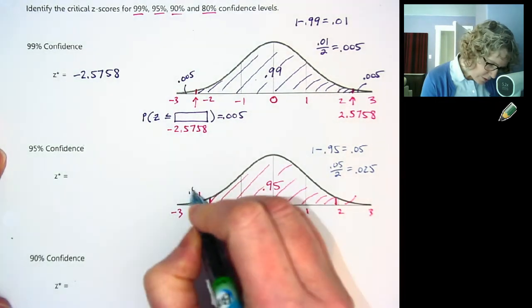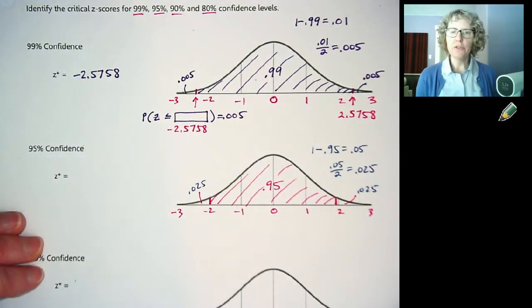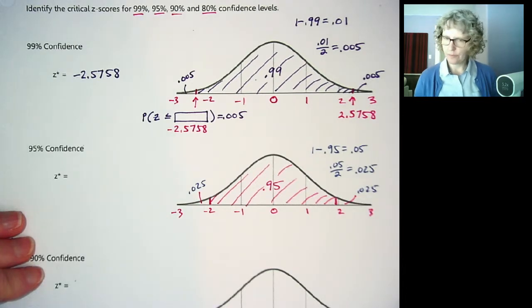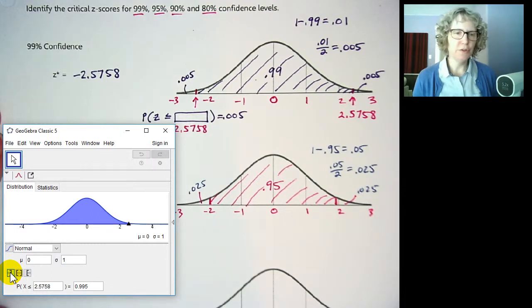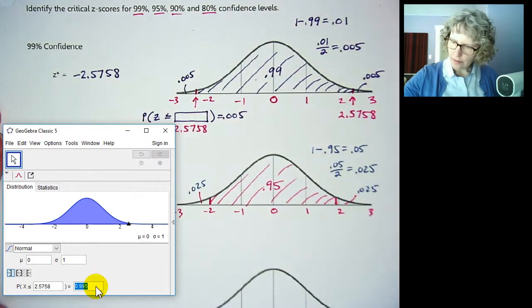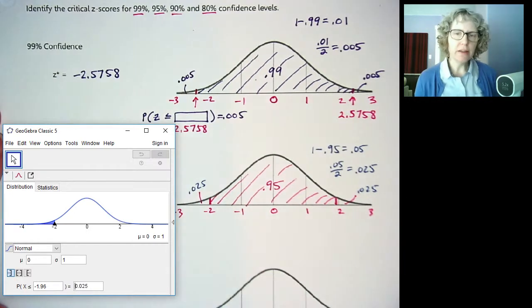So 0.025, 0.025, and go to GeoGebra. Punch it in. I'm going to do less than. Doesn't matter which one you do because they're going to be the same except for the sign. And we want less than or equal to 0.025. -1.96.